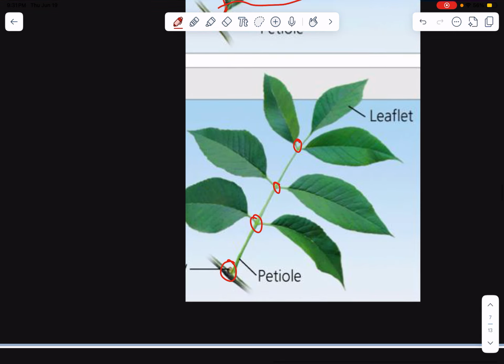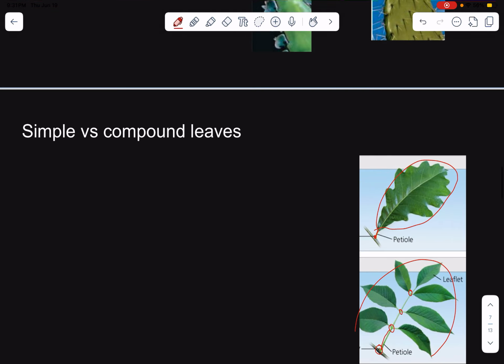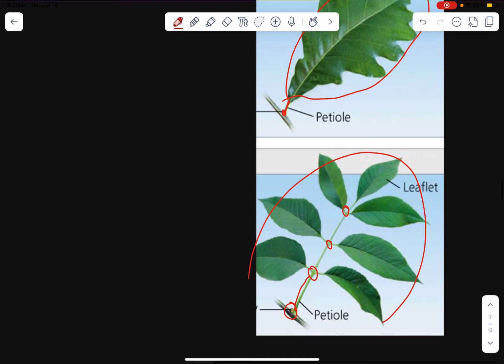But here, on the compound leaf, there are several leaflets on one whole quote-unquote leaf. And then we can see here that this leaf structure, quote-unquote, is marked by this bud presence. And again, the petiole has the same function as before. So that's how you can distinguish them from the compound leaf itself.